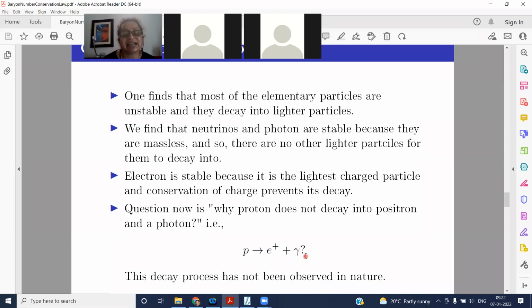Charge and angular momentum conservation hold because the left-hand side is half-integral, and on the right-hand side e plus has spin half. What spin is the photon? Photon spin. Have I mentioned what the angular momentum of the photon is? Have I told you? If I have not told you, please say no.